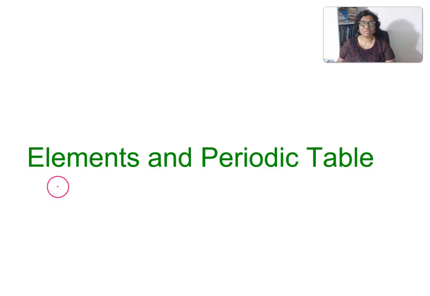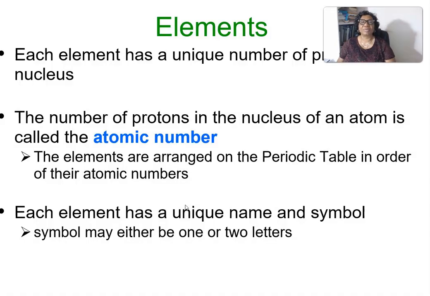Today we are going to study elements and periodic tables. So after the discovery of atoms and the subatomic particles, it was observed that each element has a unique number of protons in its nucleus. And the number of protons in the nucleus of an atom was called atomic number.